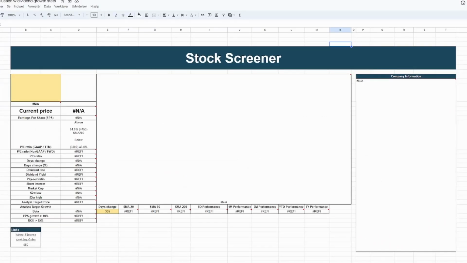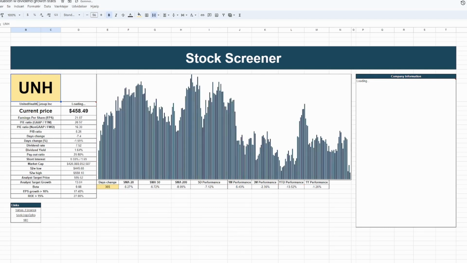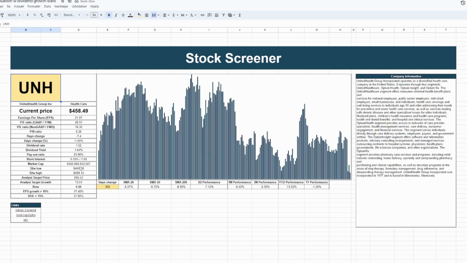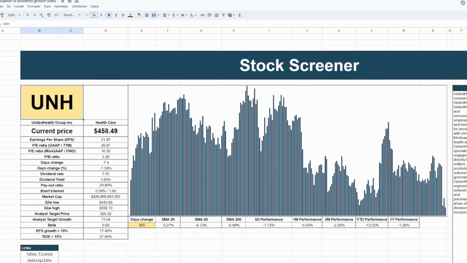So if we jump right into it and just punch in the ticker UNH and wait for everything to auto-populate here, I am trying to redesign this stock screener so it will be better viewable in the future. But for now, I still have this. So currently the PE non-GAAP forward ratio is 16, which is a bit below the 5-year average. The dividend yield is 1.6%, which has a payout ratio of just under 30%. That is looking pretty good.